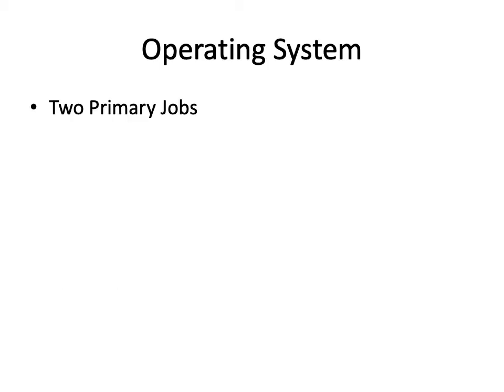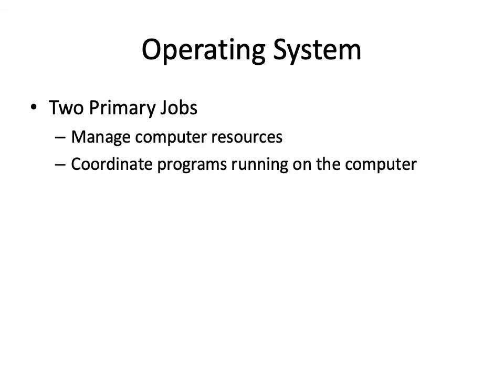Operating systems have two primary jobs, as you know. They manage computer resources and they coordinate the programs that are running on the computer. Now, an operating system isn't just a monolithic program that's running all the other programs. It's usually a collection of other programs. There's the operating system core, but then there's also a lot of other things that help support that: other processes, listeners, I/O managers, and other things that might be running.